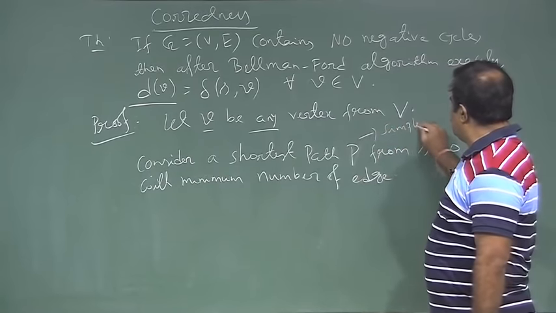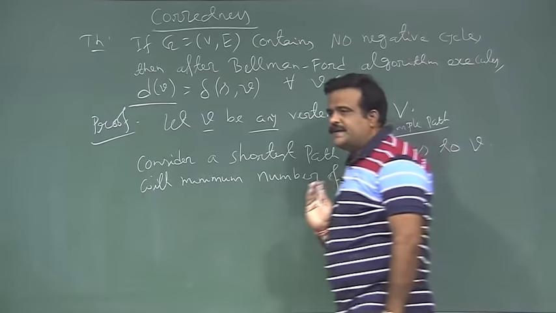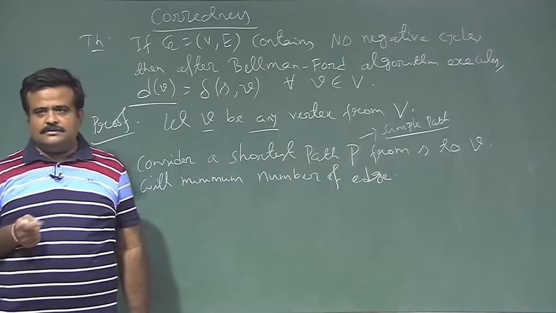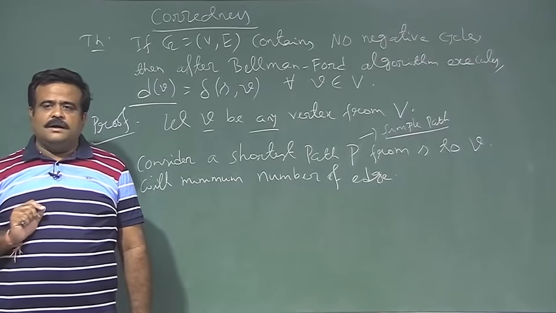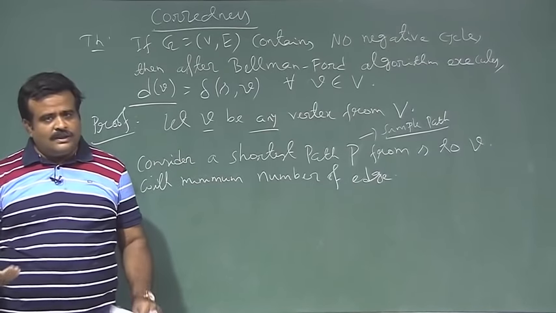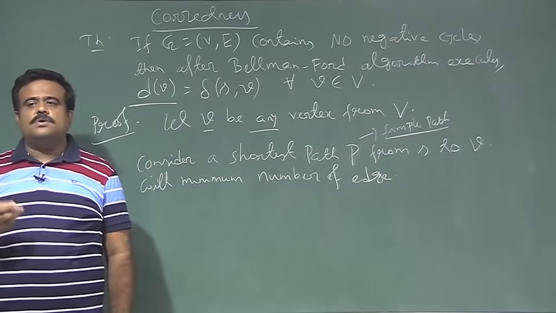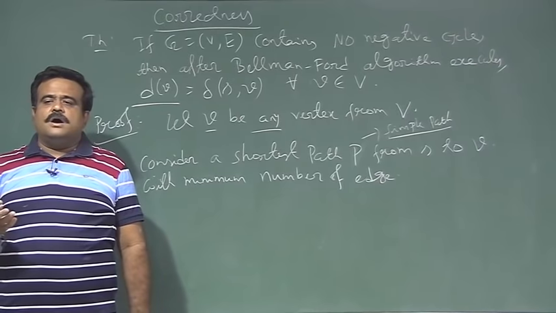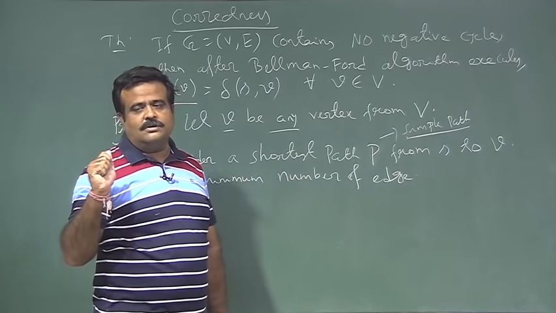What do we mean by a simple path? We may have a cycle in the path, but since there is no negative cycle, that cycle has to be either positive or 0. So, we can just ignore that cycle. We are talking about the shortest path, so we will not hop into that cycle, because it will not give us any benefit, since that cycle is either a positive cycle or a 0 cycle.